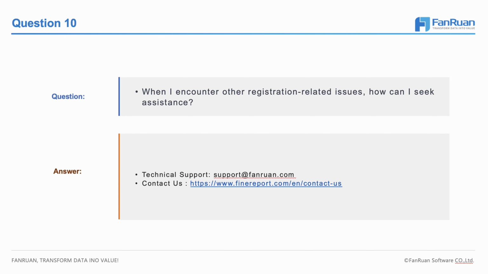Question 10. When I encounter other registration-related issues, how can I seek assistance? You can contact our sales manager to inquire about purchasing a license. If customers encounter registration issues, they can send an email to support@fanruan.com to contact technical support.